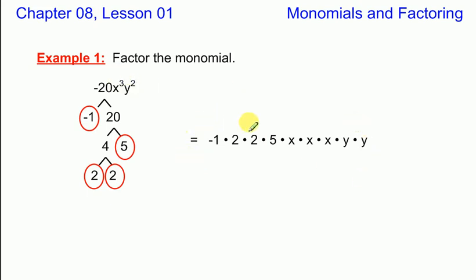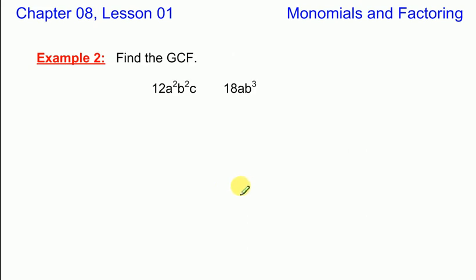It says factor the monomial. This is what I do. Okay, find the greatest common factor. So I'm going to look and see what goes into both 12 and 18. One way to do that, and I'll show you a couple of ways, is to factor both of them. So I'm going to factor 12, that's 3 times 4. 4 is 2 times 2. So, in factored form, this is 2 times 2 times 3 times a times b times c.